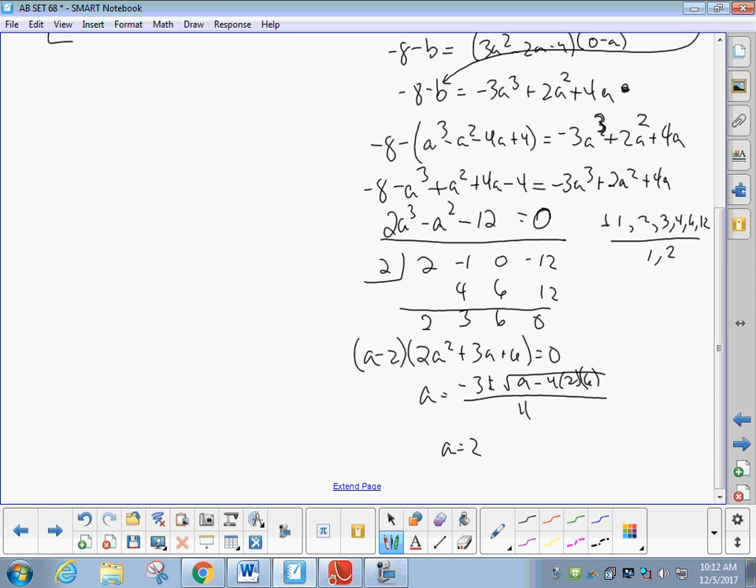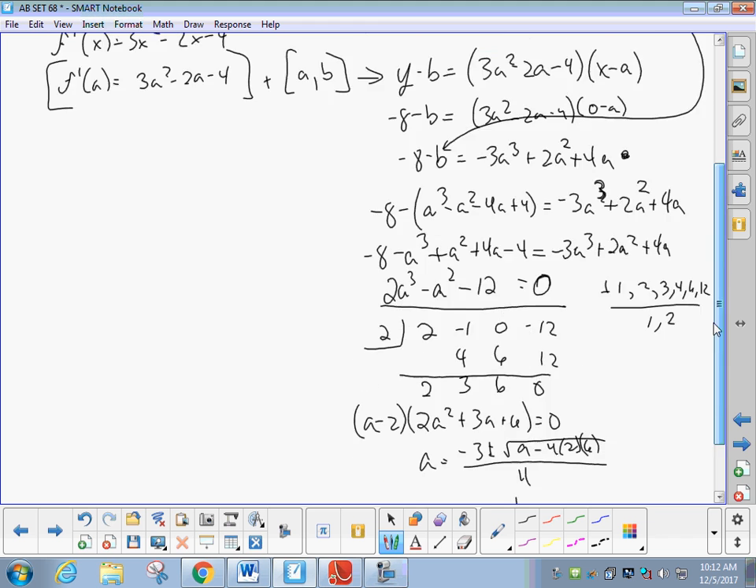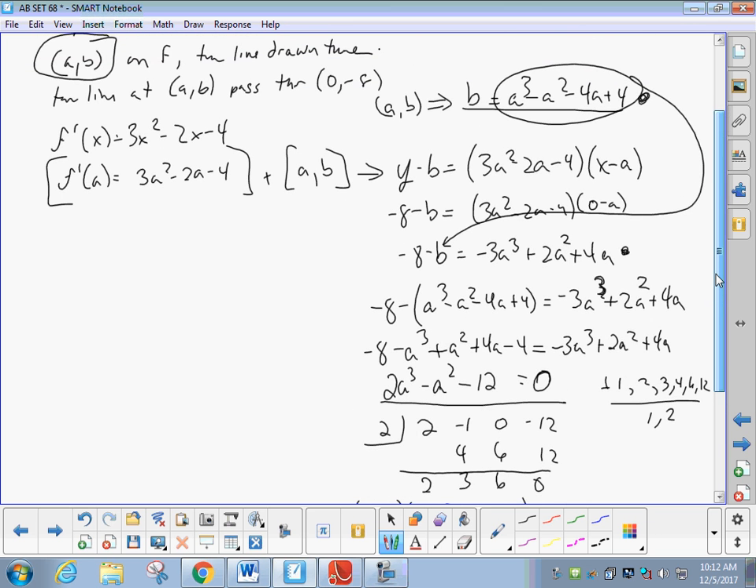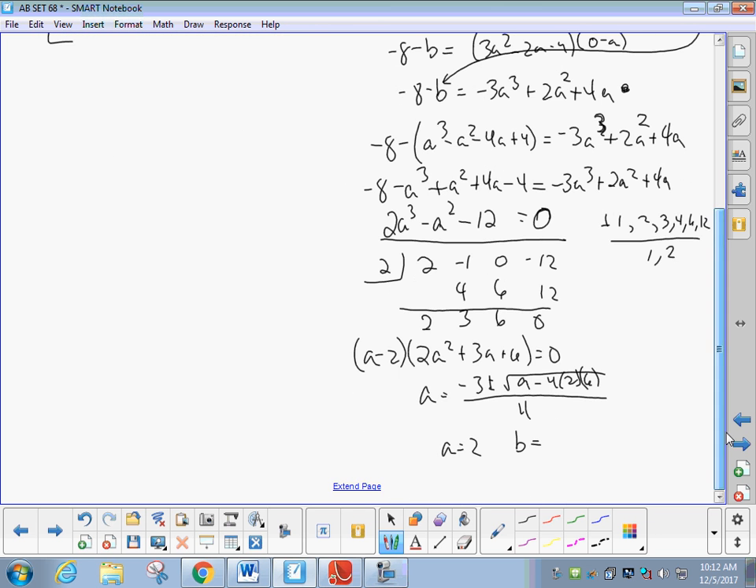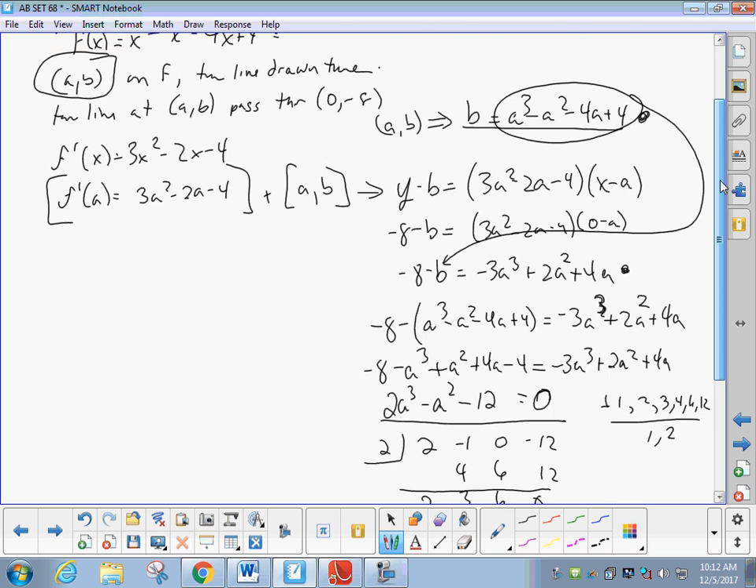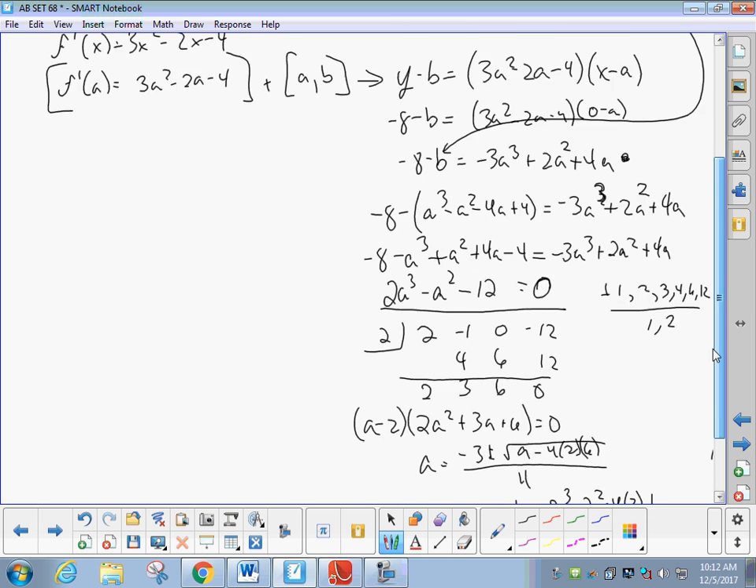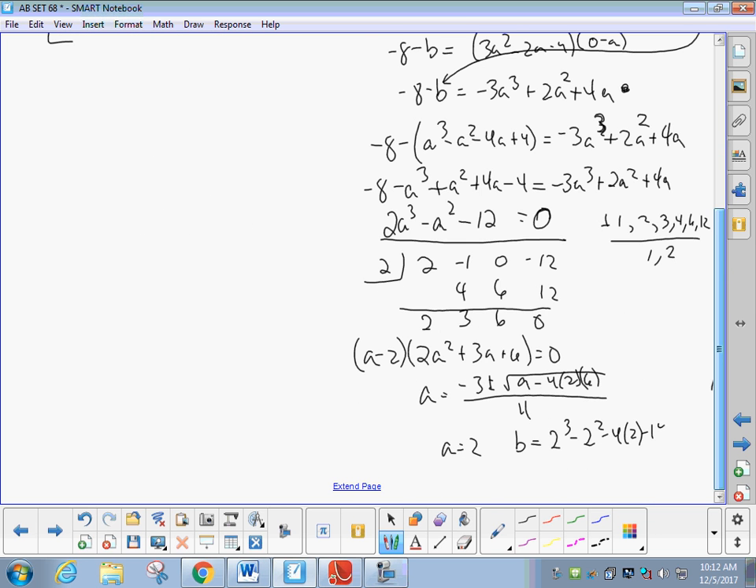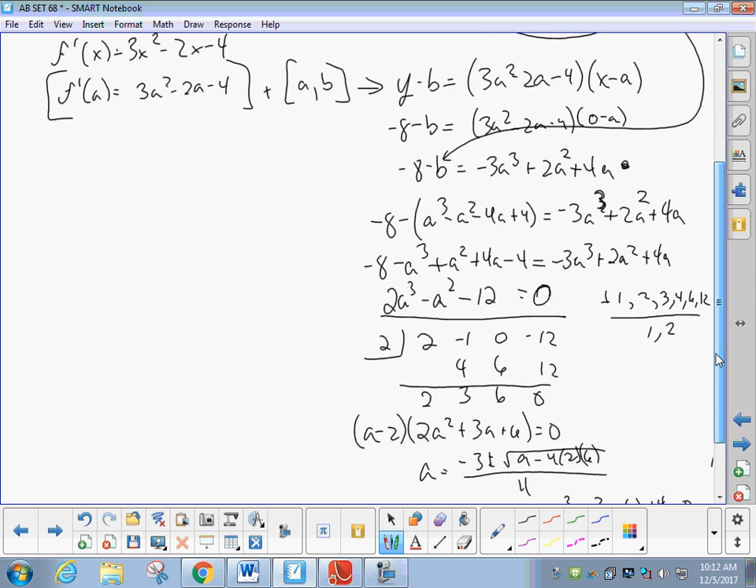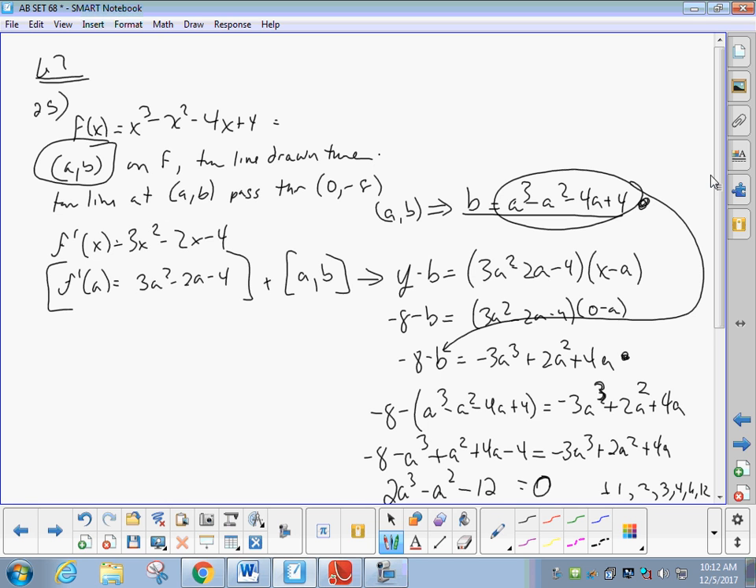And if a equals 2, then b equals a cubed minus a squared minus 4a plus 4. 2 cubed minus, what did I say? 2 squared minus 4 times 2 plus 4. 0? Super. That was awful. Yeah, no, that was quite challenging and fun.